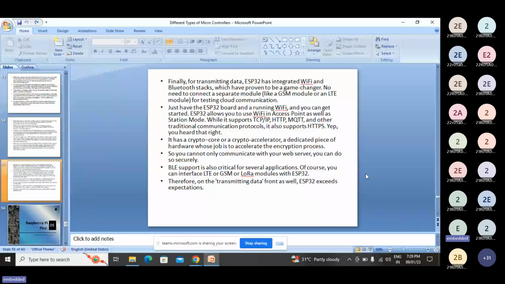Security support is also critical for several applications, of course. You can interface LTE or GSM or LoRa modules with ESP32. Therefore, in transmitting data as well, ESP32 exceeds expectations.